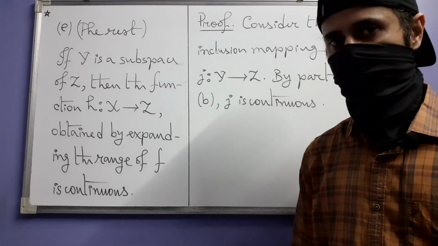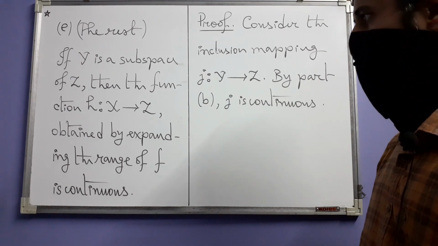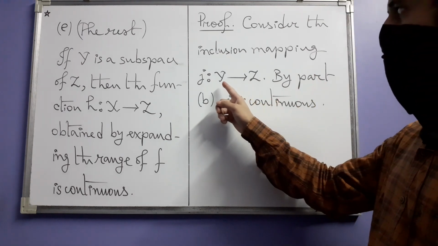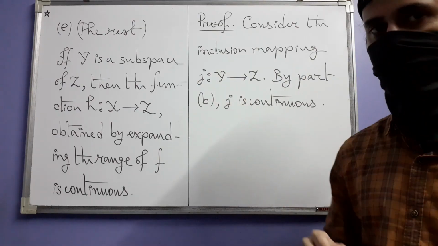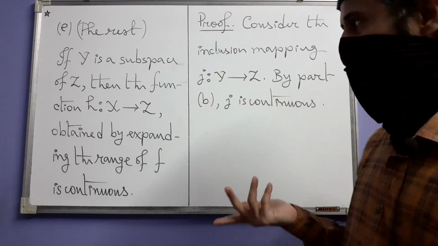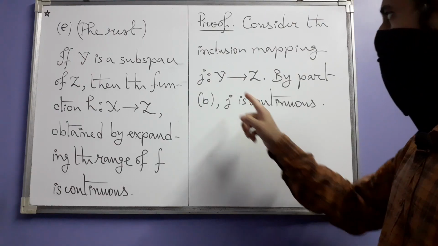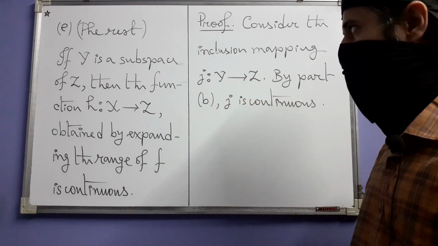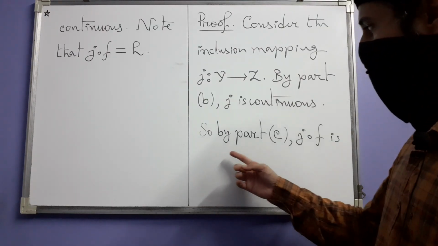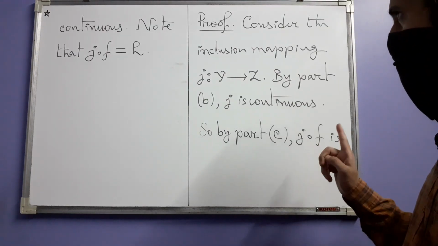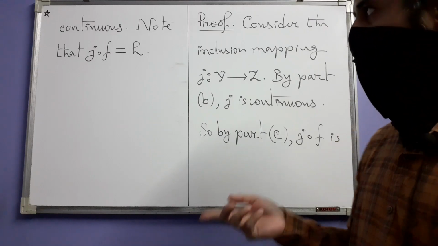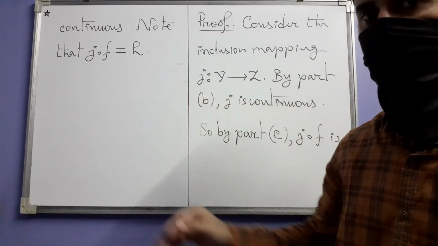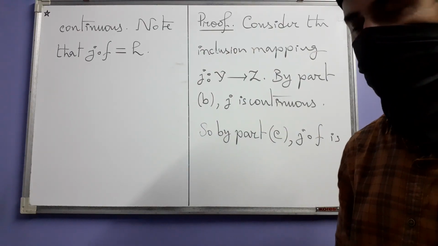Here again the proof is a short one, we don't have to do anything from scratch. So what you do, you consider the inclusion function from Y into Z. Because Y is a subspace of Z, we can consider the function j from Y into Z, and by part B we already know that j is continuous. That is why by part C, j composite f is continuous, and it's pretty easy to see that j composite f is h, so that's how h is continuous.